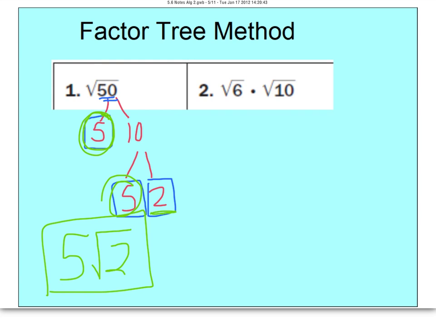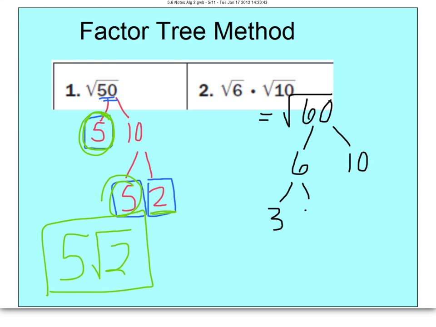Okay, let's look at 60 the same way. So let me bring them back together first of all. This was the square root of 60. Now for me, 6 and 10 first comes to my mind, so I'm going to do 6 and 10. Neither of those are nice perfect squares, by the way. 6 can go further, 3 and 2. 10 can go further into 5 and 2. And I think we have them all.